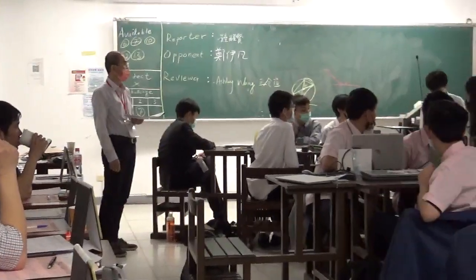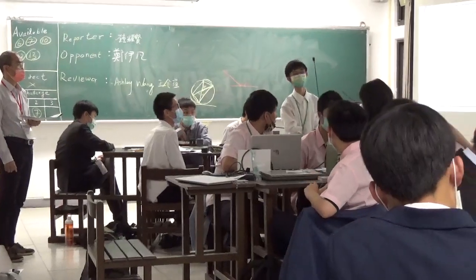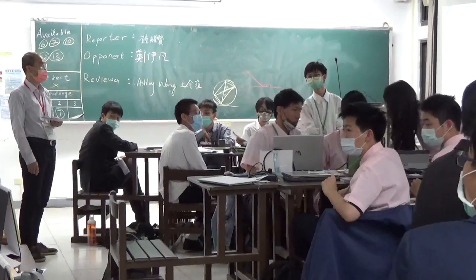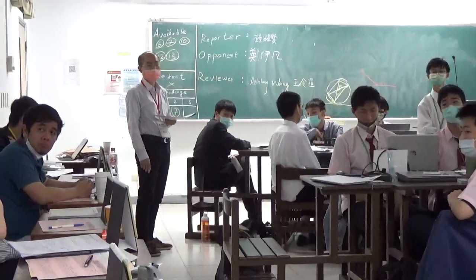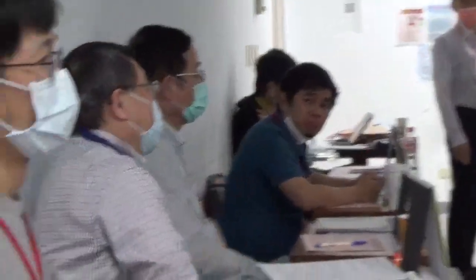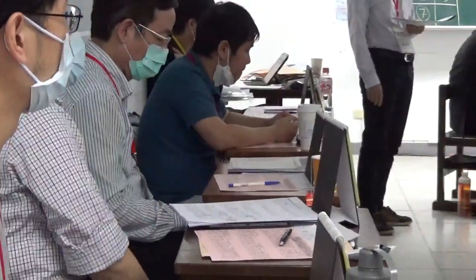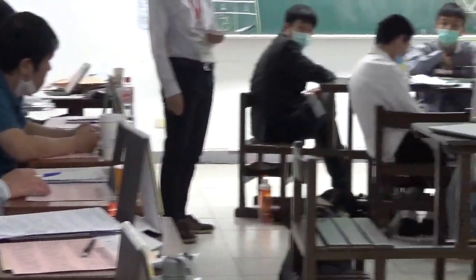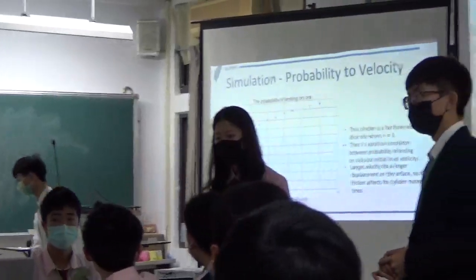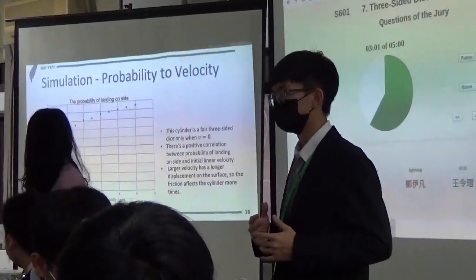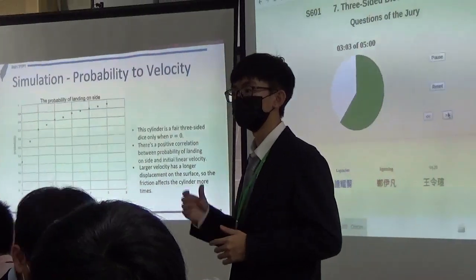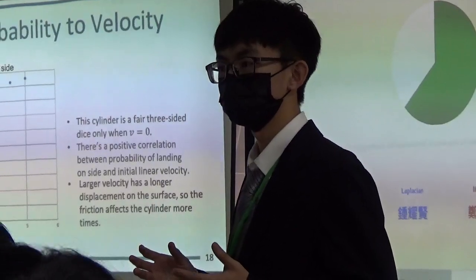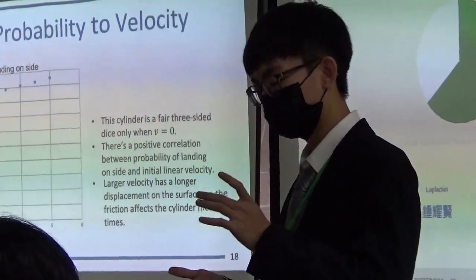Okay, so I think just like previously mentioned, there's no fair three-sided dice. Let me clarify this. If you throw these three-sided dice, just like you toss a coin, okay? So there's no fair three-sided dice. Your opponent, do you agree with the result from before? I used some program to do the experiment, and I didn't really find a fair three-sided dice that will land on the side.